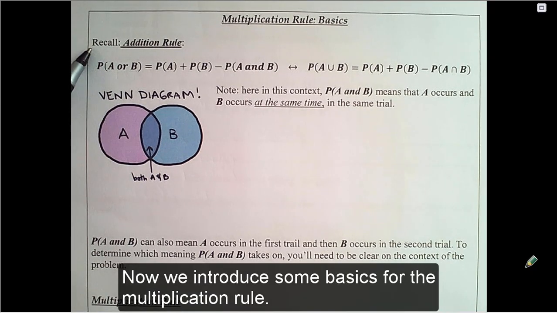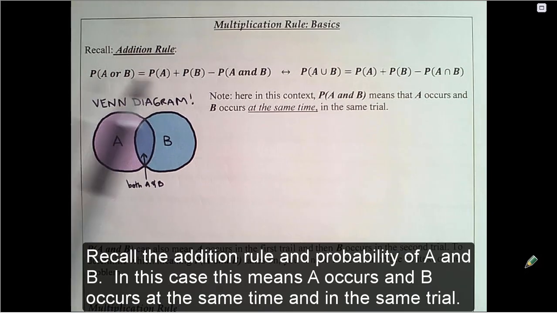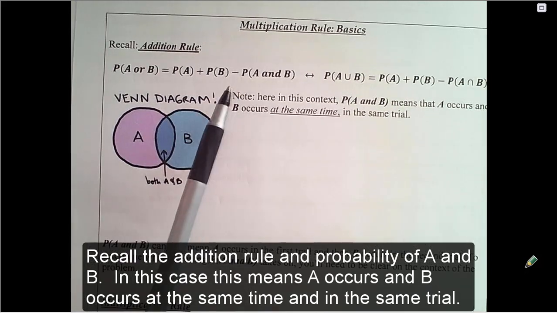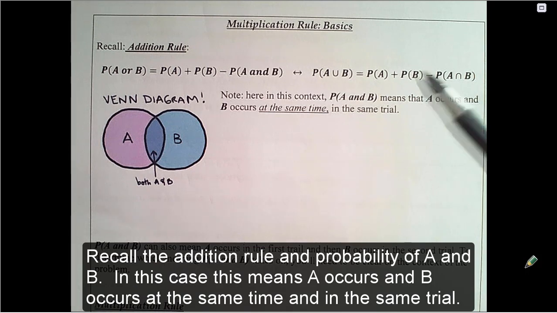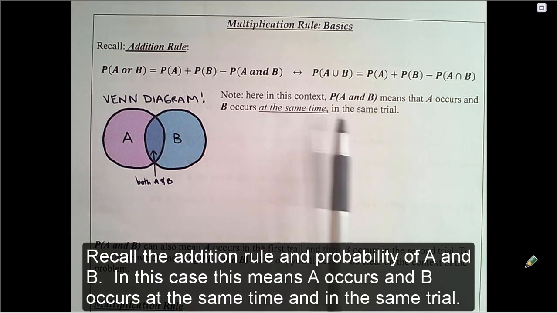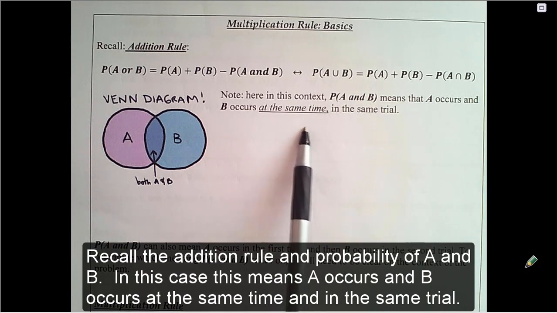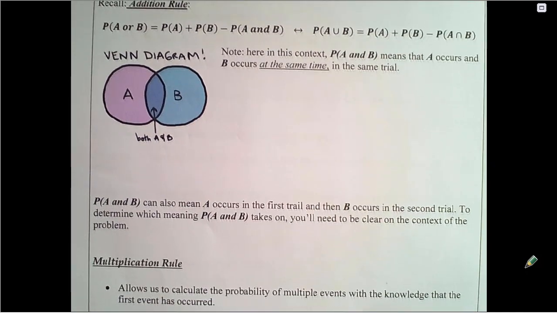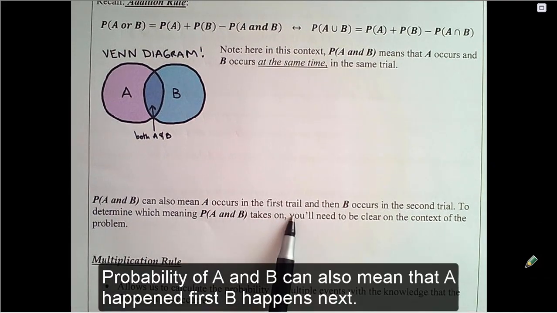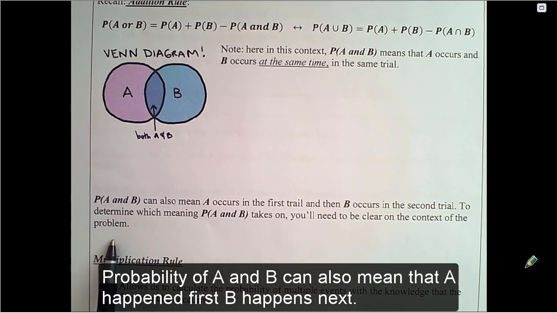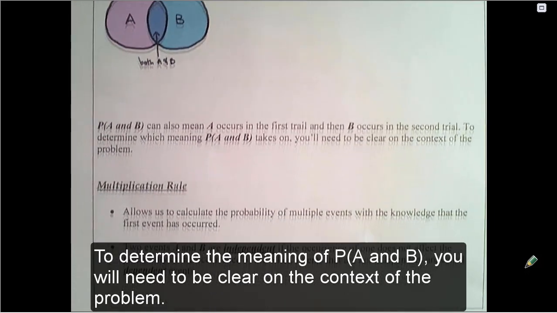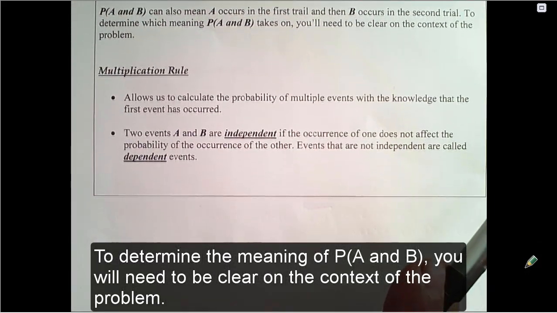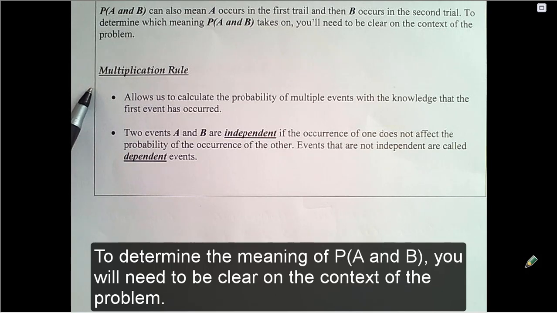Now we introduce some basics for the multiplication rule. Recall the addition rule and probability of A and B. In this case, this means A occurs and B occurs in the same trial. Probability of A and B can also mean that A happened first, B happened next. To determine the meaning of P of A and B, you will need to be clear on the context of the problem.